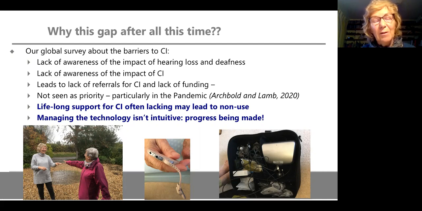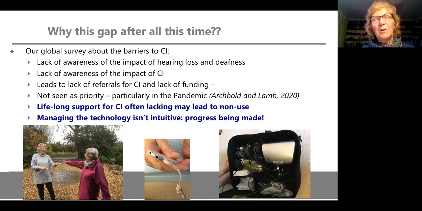Managing hearing loss, and providing cochlear implants, may not be seen as a priority, particularly when at the moment we have healthcare services and healthcare funding being really challenged by the pandemic. But actually, improving communication and effective communication by addressing hearing loss, we do know is cost effective.